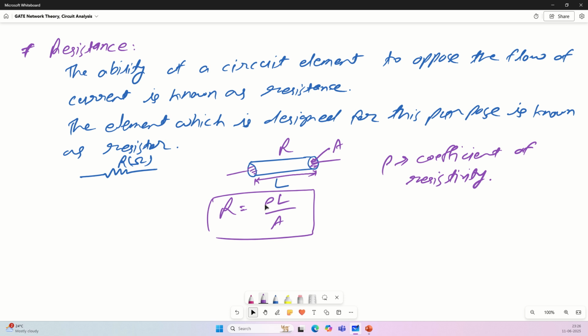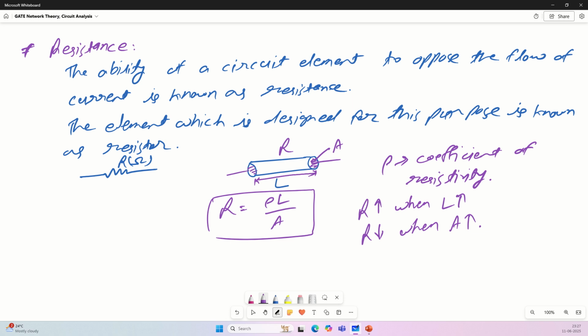Okay, and the coefficient of resistivity is nothing but the nature of the element that is being used. So it depends on the material that is being used. Okay, that's all. So you can say my resistance increases when my length increases, and my resistance decreases when my area of cross section increases. So this is how it works.